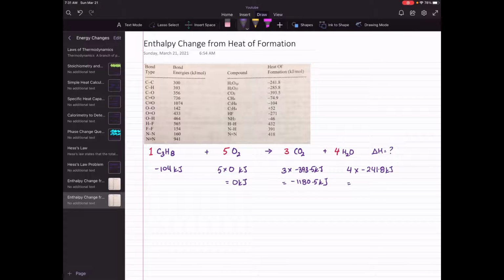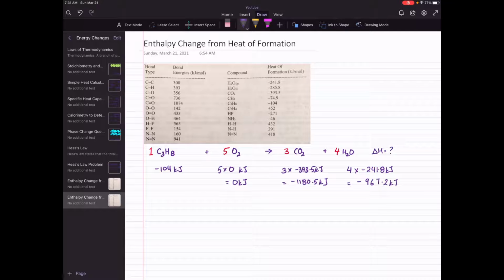And therefore, to calculate that value, now I will use the calculator. 4 times negative 241.8 kilojoules of energy will give me a negative 967.2 kilojoules. So that is the total amount of energy that is the heat of formation for H2O, for 4 moles of H2O.